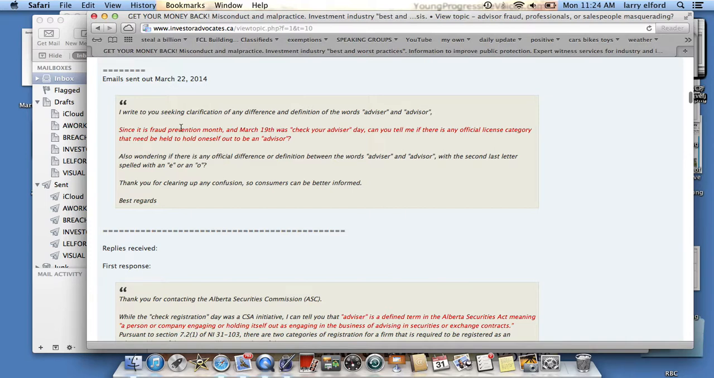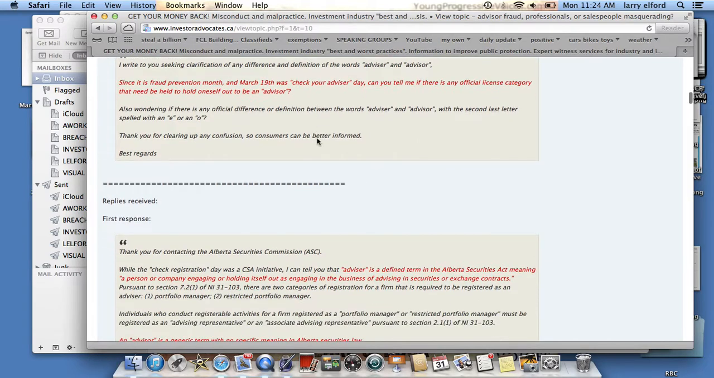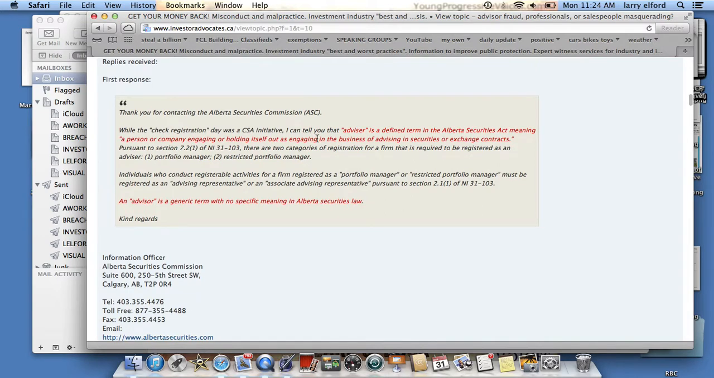I asked, since it's Fraud Prevention Month in March, can you tell me if there's any official license category that needs to be held to hold oneself out as an advisor? This would be Canada and the USA. And here's the Alberta Securities Commission: advisor with an E is a defined term in the Securities Act. Advisor with an O is a generic term with no specific meaning in Alberta securities law.